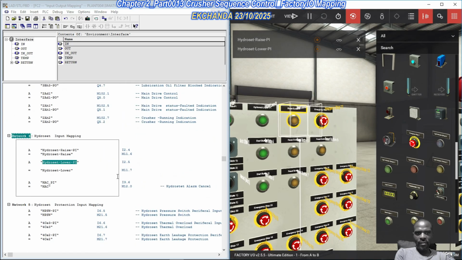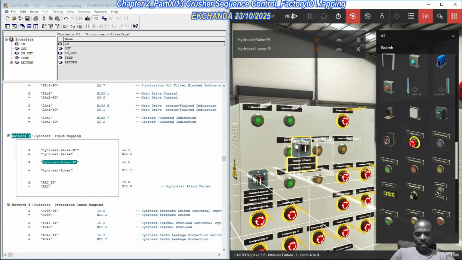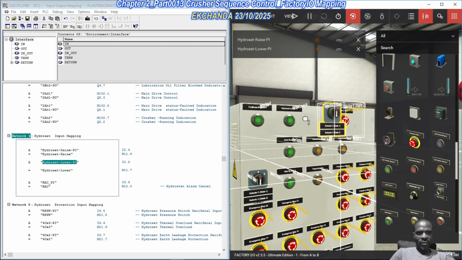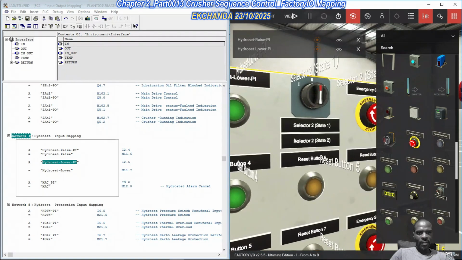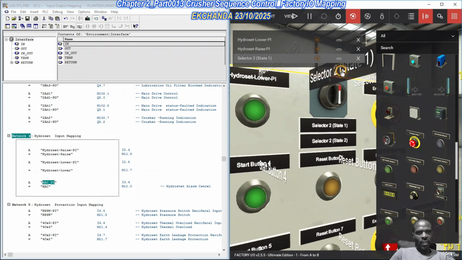Nope. So we don't need the reset on the hydroset panel, but what we do need is the toggle switch, which is this one here. So I'm going to just move it up. Position 1 we're going to use for hydroset alarm cancel. Okay, so Control C, select the state 1. Okay, so this is going to be hydroset alarm cancel.